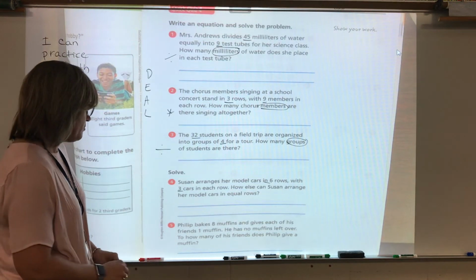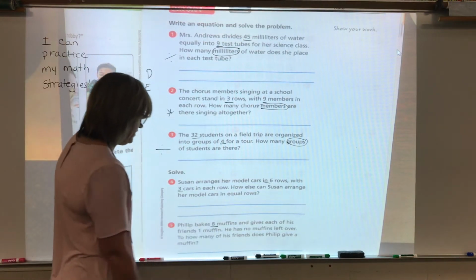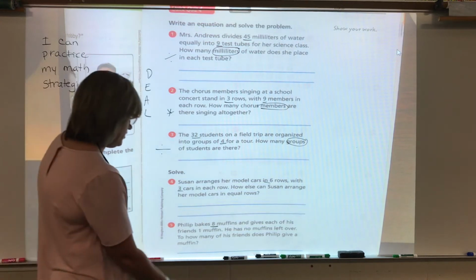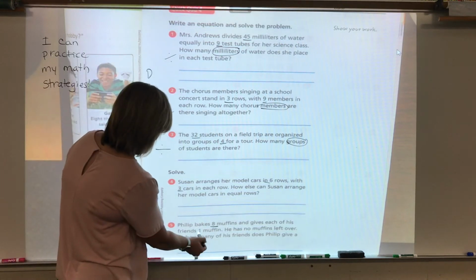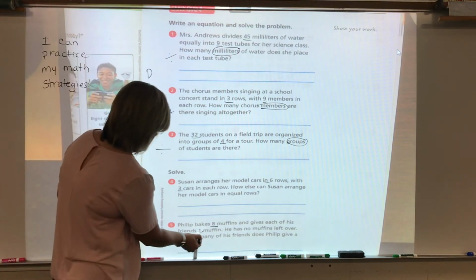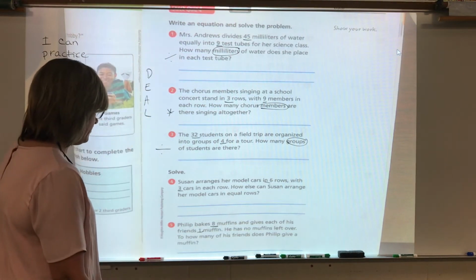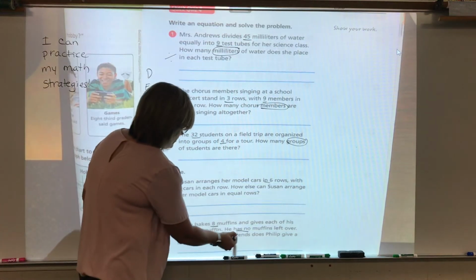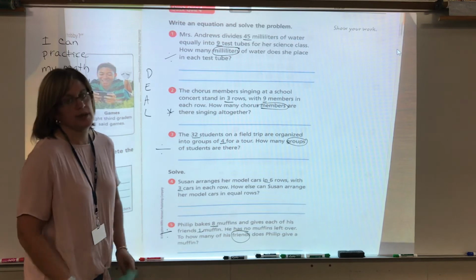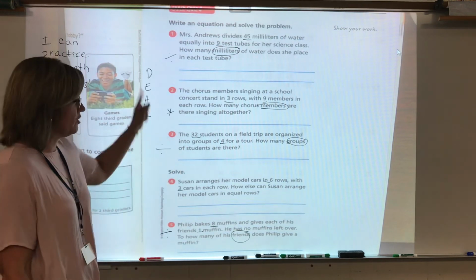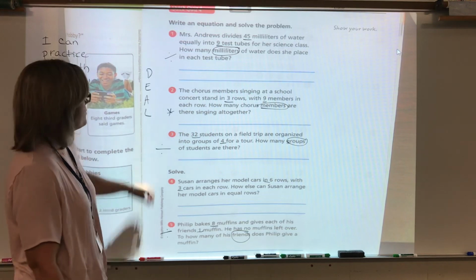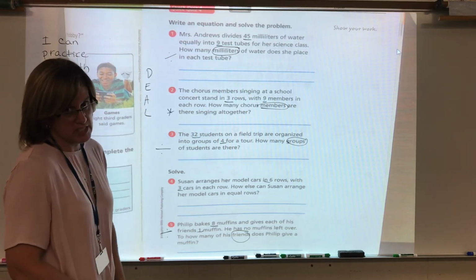Okay. Philip bakes 8 muffins and gives each of his friends 1 muffin. He has no muffins left over. How many friends does Philip have? So we started with the total, so that's going to be a division problem. This should be quick and easy. It's called a quick quiz for a reason, and I just gave you lots of clues, okay? Make sure you're using DEAL.